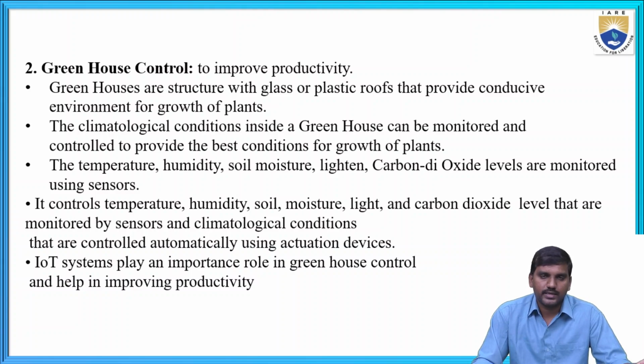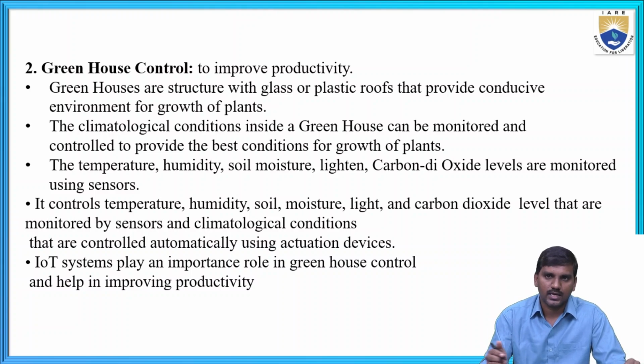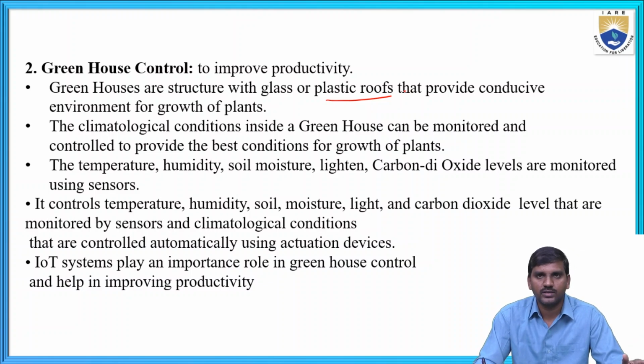In order to improve productivity in the agriculture department, greenhouses are structured with glass or plastic roofs that provide a conducive environment for the growth of plants. So this is the first point. In order to maintain greenhouse control and improve productivity, the climatological conditions inside a greenhouse can be monitored and controlled to provide the best growth for the plant. So this is the second specification.